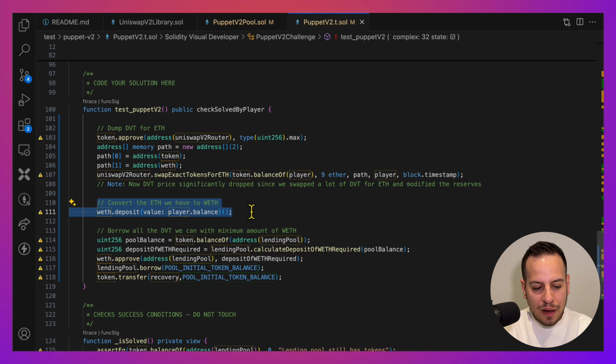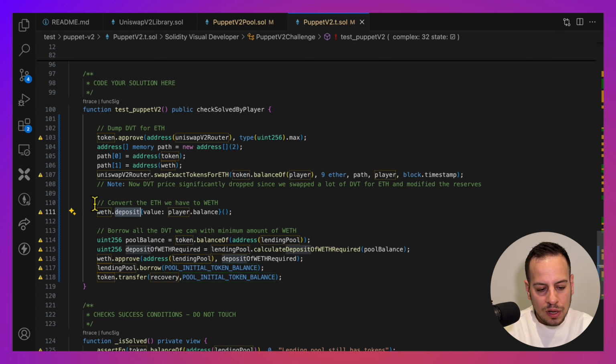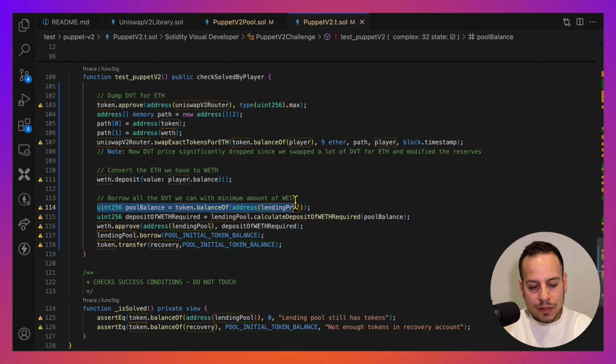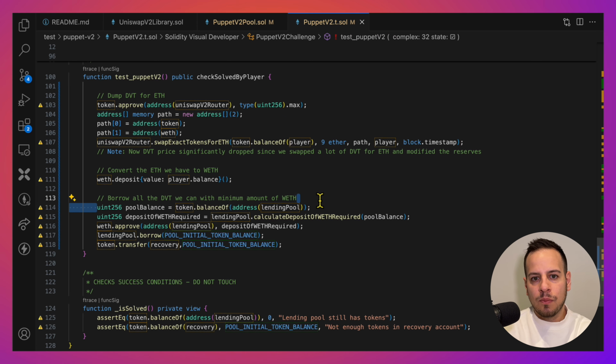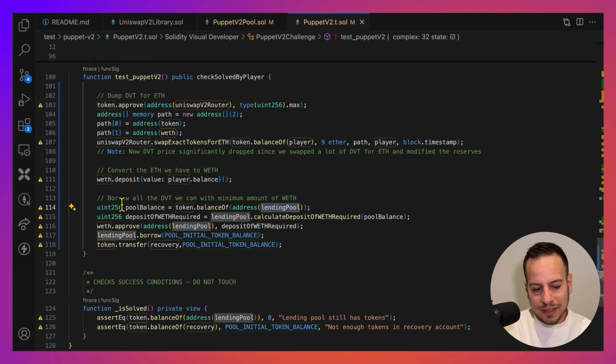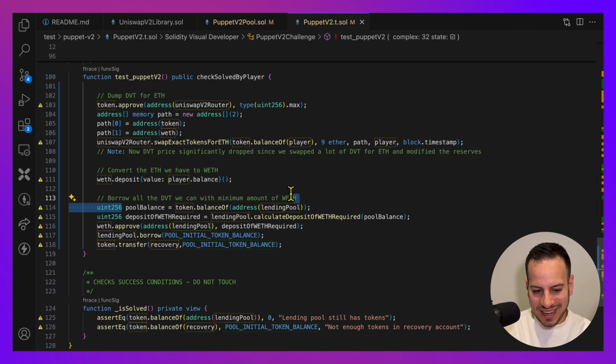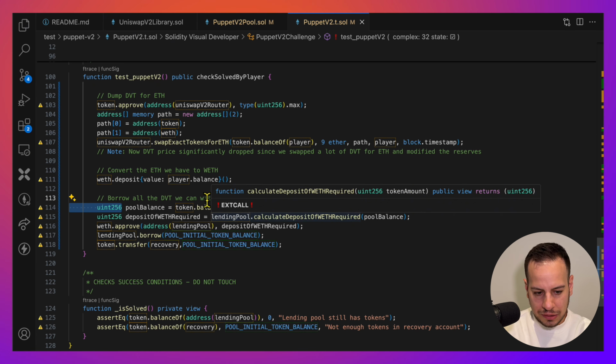Now remember, after the swap, we're gonna get some native ETH, and we want to convert it to a token, to wrapped ETH. So we essentially call the wrapped ETH deposit function to convert our native ETH to wrapped ETH tokens. Then we check what is the DVT token balance at the same moment in the lending pool. It's going to be 1 million, but we just check it atomically anyway. So we have the exact number in case it changes, you know.